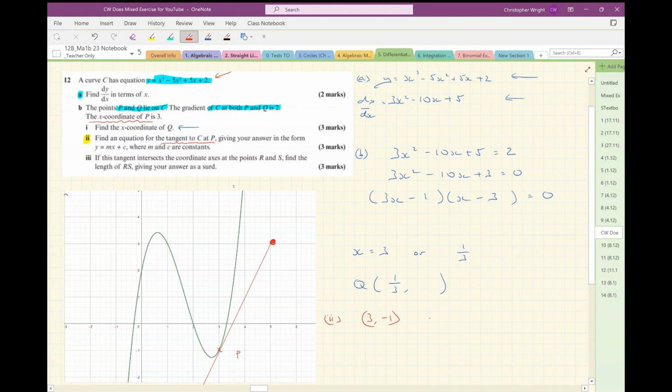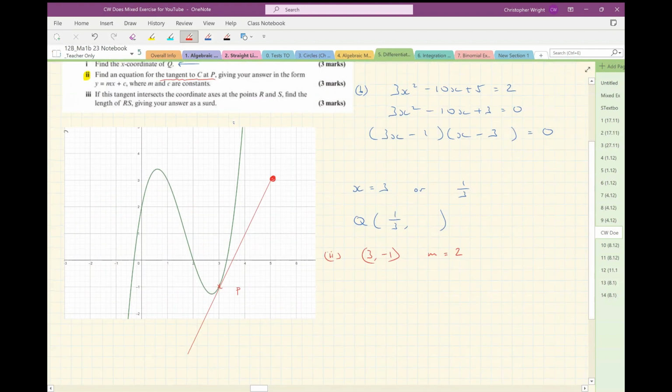Now, do I know the gradient of that line? Yes, I do, because I know the gradient is 2 at the point P. So I've got a point on the line and the gradient of the line. So I can go y minus y1 equals m(x minus x1). It's going to give me y plus 1 equals 2x minus 6. So y equals 2x minus 7. And that is the equation of the tangent to the curve at the point P.